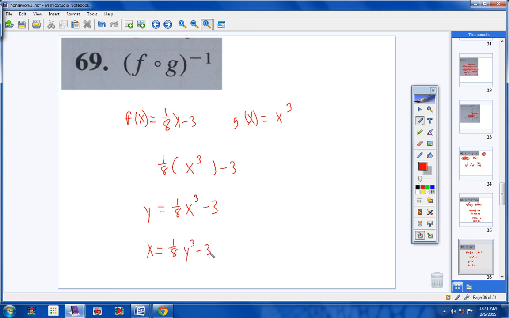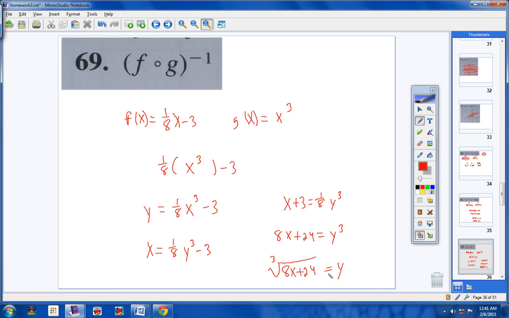Now get y by itself, bring the 3 over and make it positive. So x plus 3 equals 1/8 y cubed. Next, multiply everything by 8 to get rid of your fraction. So 8x plus 24 equals y cubed. And now take the cube root of both sides. So the cube root of 8x plus 24 equals y.